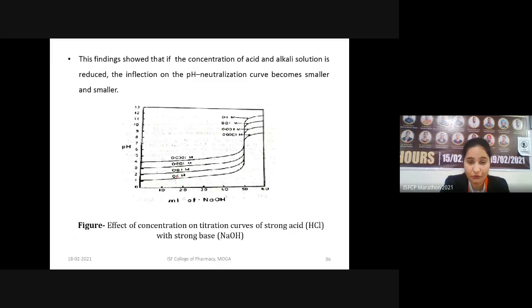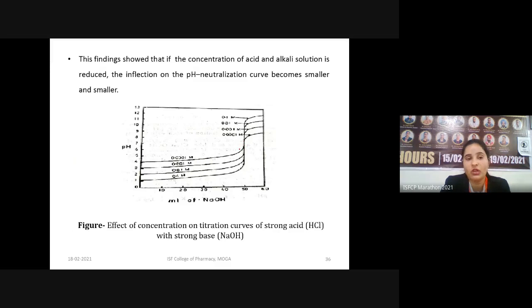For 0.1 molar solution, the inflection period is too large. It is basically from 3 to 11.5, whereas if the concentration is decreased to 0.01 molar, the inflection period is reduced. And if we are further decreasing the concentration of the solution, the inflection period is reduced to a greater extent. And at the last concentration, where we have a solution of very low concentration, the inflection period is very small.